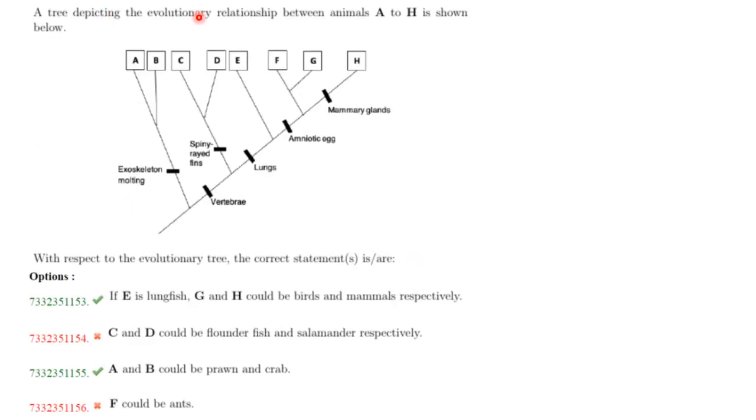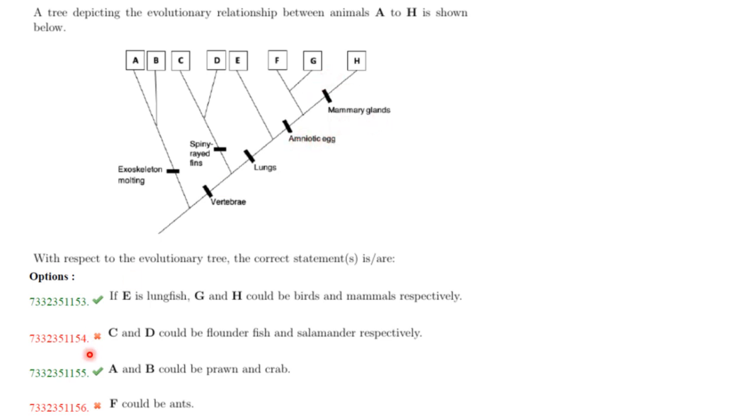The next one. A tree depicting the evolutionary relationship between animals A to H is shown below. With respect to the evolutionary tree, the correct statement is or are. If E is lungfish, G and H could be birds and mammals respectively. If E is lungfish, G and H could be birds. Yes, amniotic eggs and mammary glands. Naturally, it is birds and mammals.